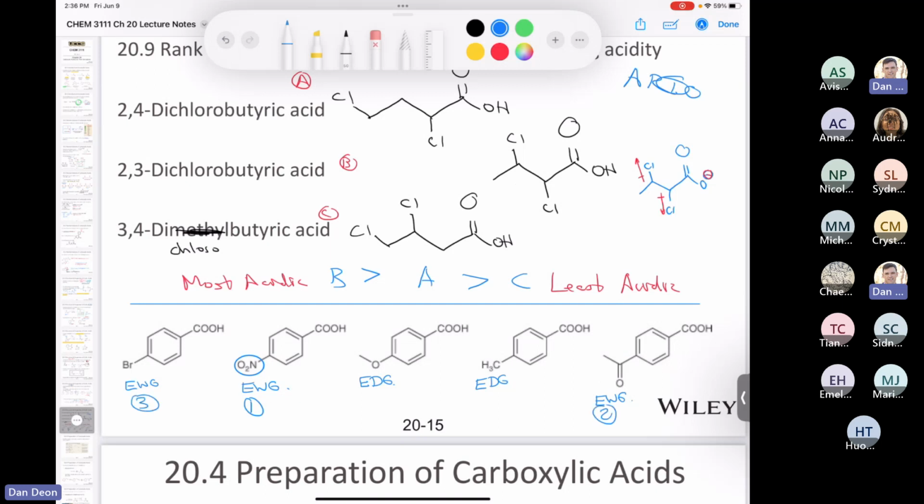Then if I look at the two electron donating groups, well, the one that can donate electron density the most would be this one, the methoxy, right? Because it's got 2 lone pairs. And so it would be ranked in that order.